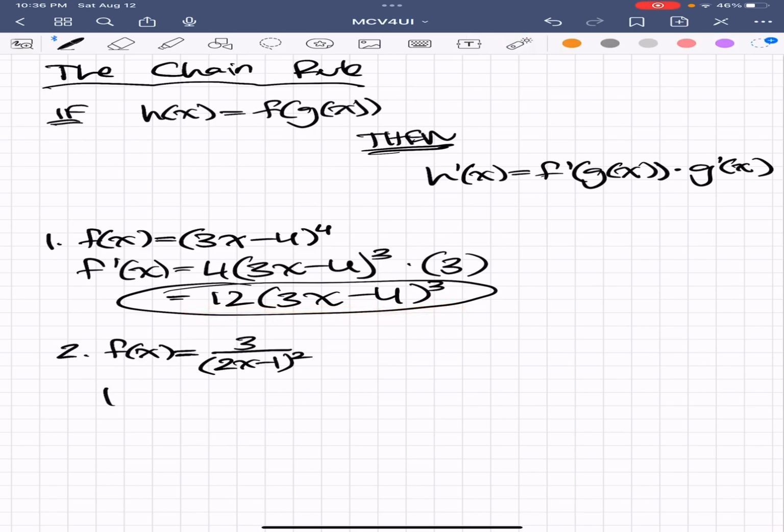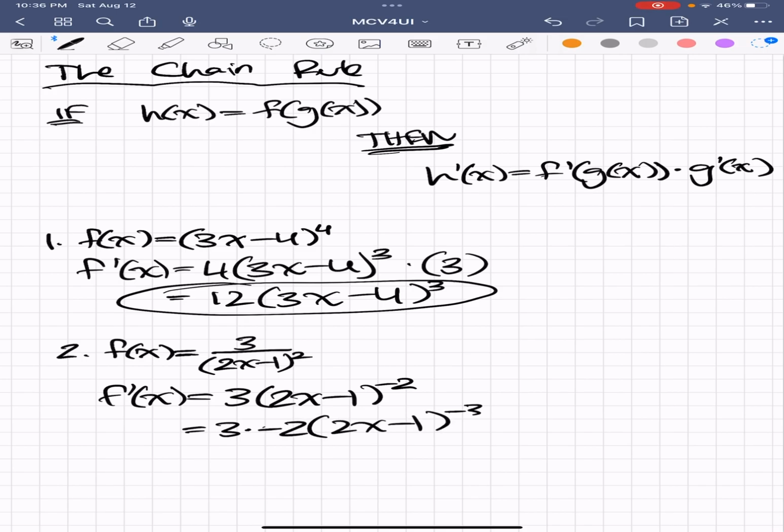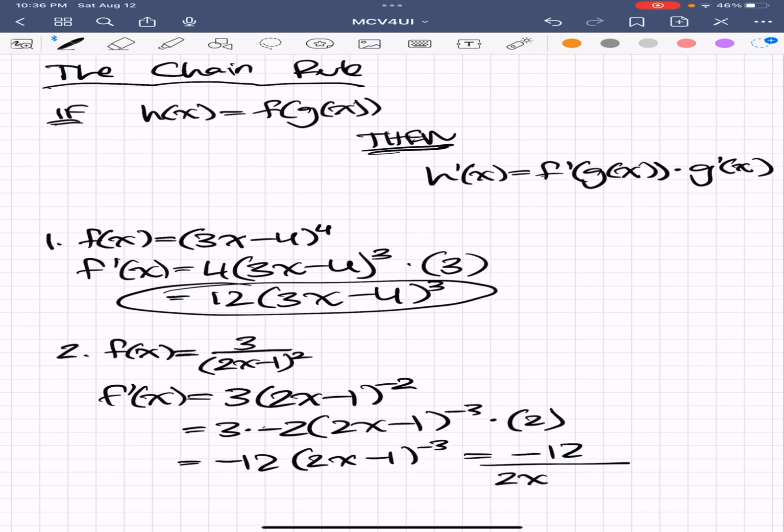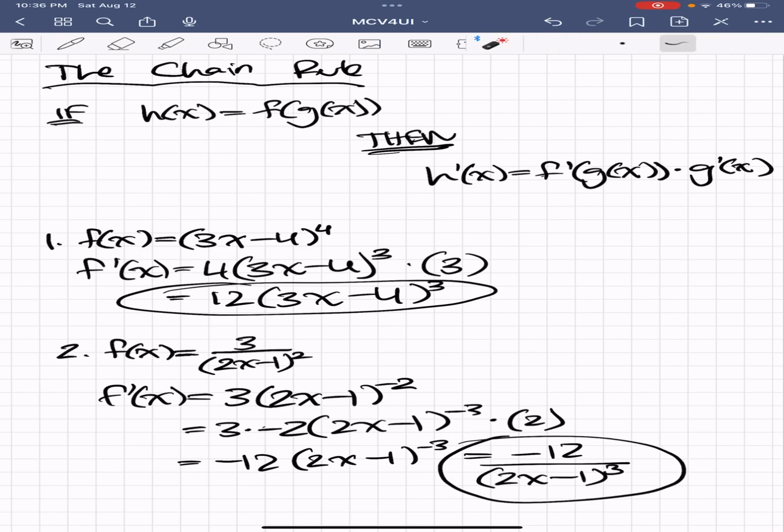I'm going to explain the first 3 questions, and then I'm just going to write out the questions and hopefully have you understand them. So I brought 2x minus 1 to the power of 2 up, and it became a negative exponent using our negative exponent laws in exponentials.